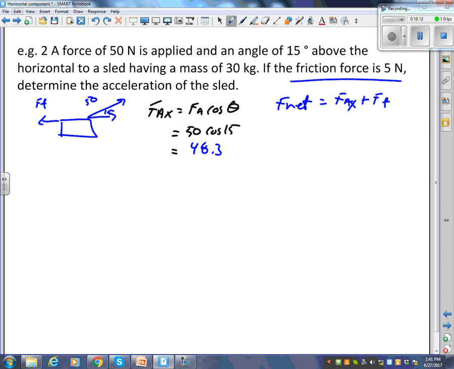Are you staying with me here? Okay. And that FAX is 48.3, and the FF is, now let's write it as plus minus 5. I would prefer you write it that way, which means that our net force is reduced down to 43.3.